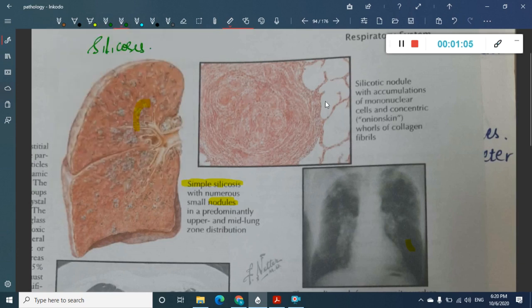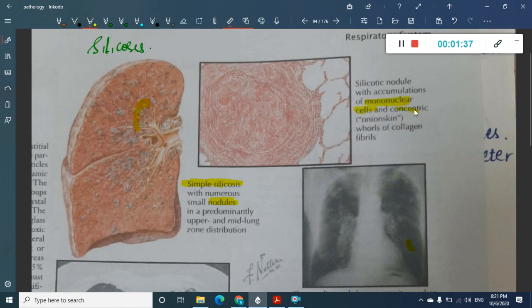After this, this is the nodule with H&E stain, which is showing accumulations. Here you will also see mononuclear cells and whorls of collagen. I know it's not much clear, so let me tell you, these are the whorls of collagen, and these are the many mononuclear cells. You see concentric whorls which look like an onion skin appearance of collagen fibrils. This is the histological feature of silicosis.